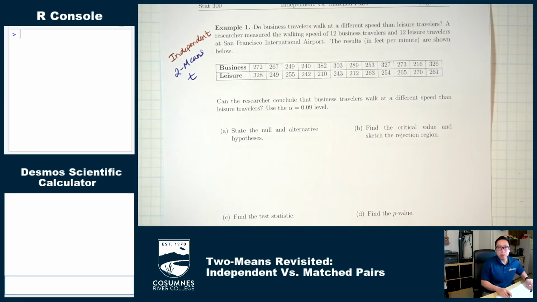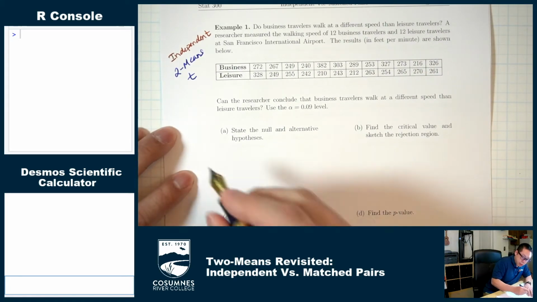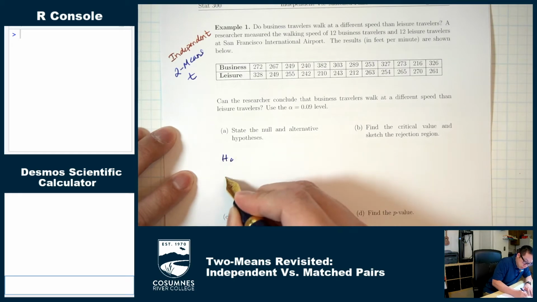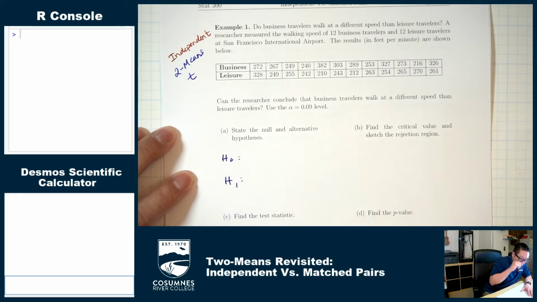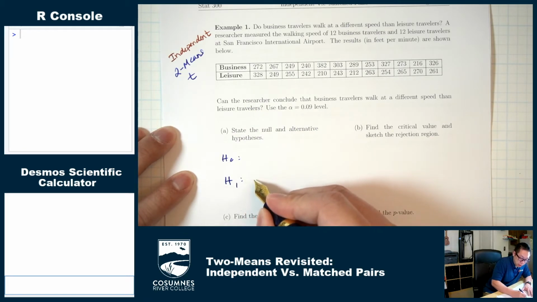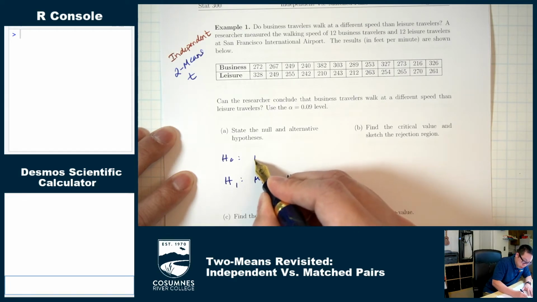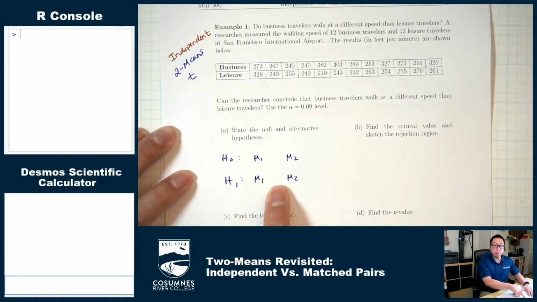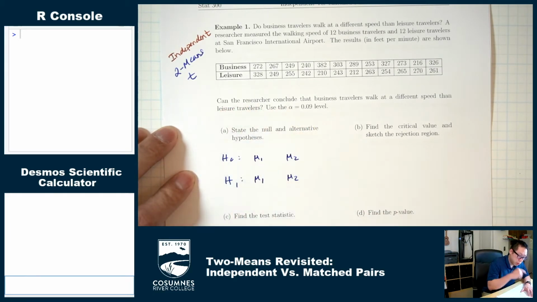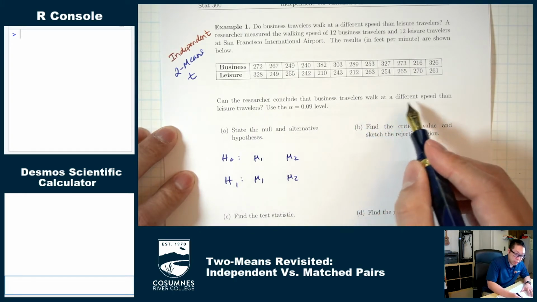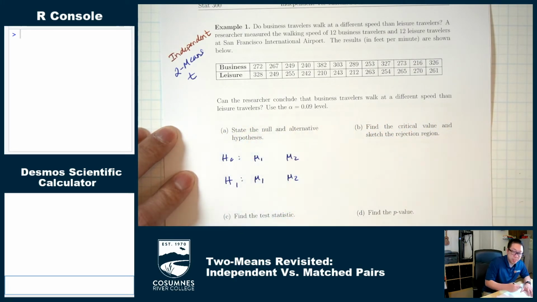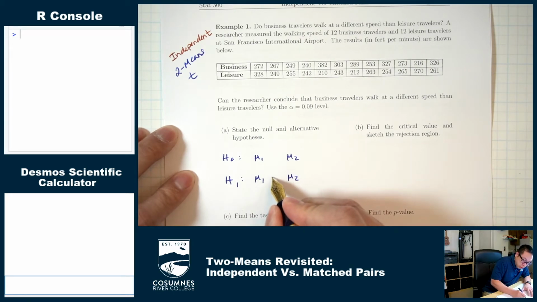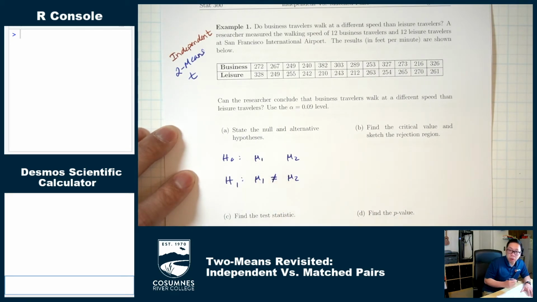Part A, state the null and alternative hypotheses. Okay, so this is the same as before. We're talking about means, and we're talking about two means. So we should be using the correct symbol for means, which is mu. And there are two of them, so there's mu1, mu2. And what's the symbol that goes in the middle? We want to show, can the researcher conclude that the business travelers walk at a different speed than leisure travelers? So differs is a not equals. And then H0 always has an equal sign.